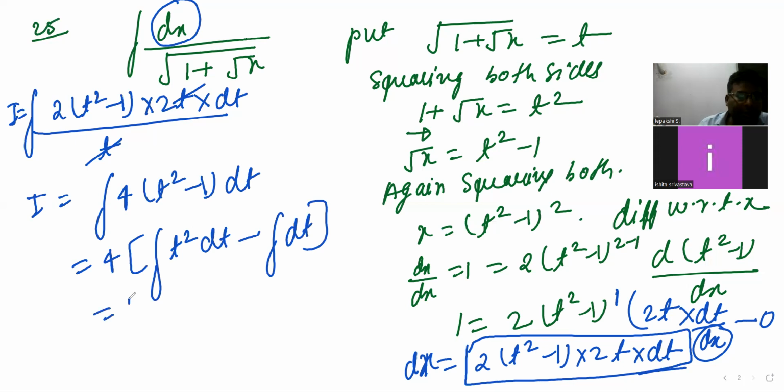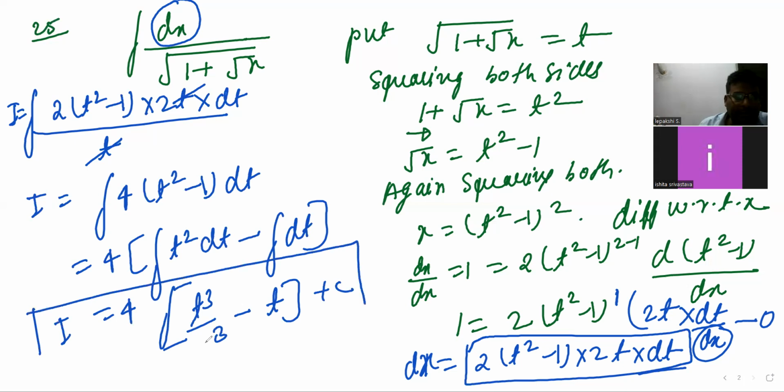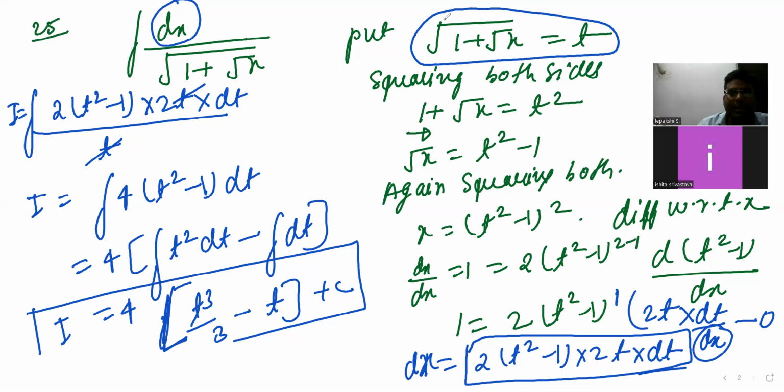So it is equal to 4 into t cube upon 3 minus t plus c. So this is the final answer. Understood? If you want to put the value, then you can put it in terms of x, in the next step. Understood?